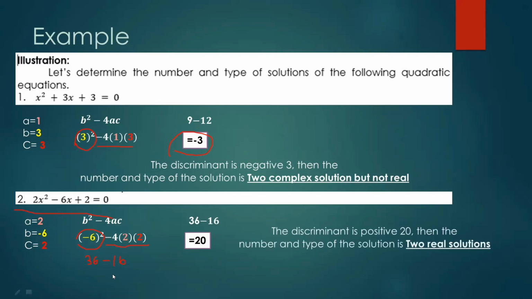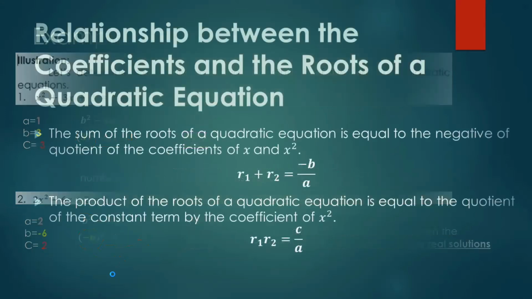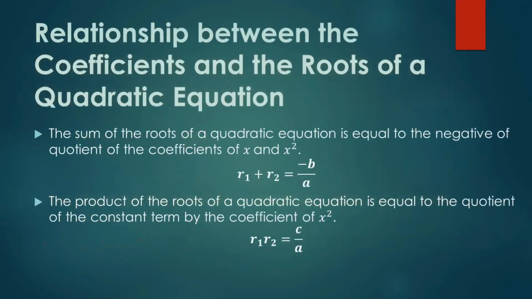So, this is how we are going to get the number and type of solution. So we are going to use the discriminant or the discriminant formula. So next, we are going to have the relationship between the coefficients of our quadratic equation to the roots. So ano ba yung pag sinabi nating relationship? Connected siya. So may mga other ways tayo on how we are going to check our answer.